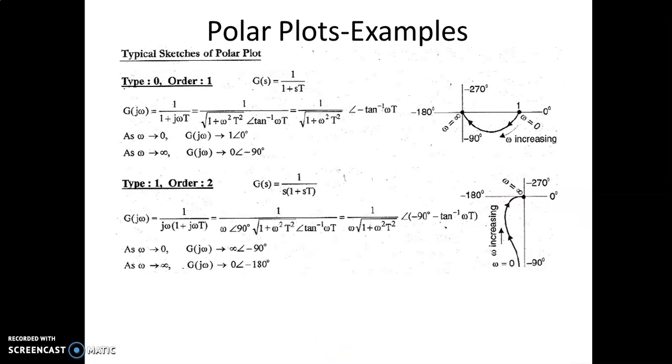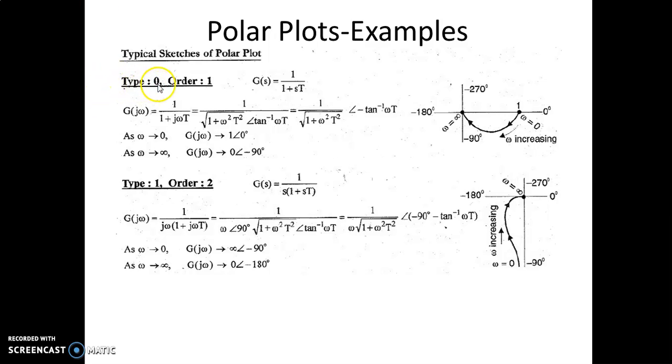Next, we'll take another simple example. These are the typical sketches for polar plot. Here I am not drawing everything, just step by step how to find out, particularly by observing these things in competitive examinations. Directly you can observe what type of system it is, the transfer function. From that polar plot you can find it, or from the given transfer function you can draw the polar plot also. That's the reason I have taken simple and typical sketches for polar plot.